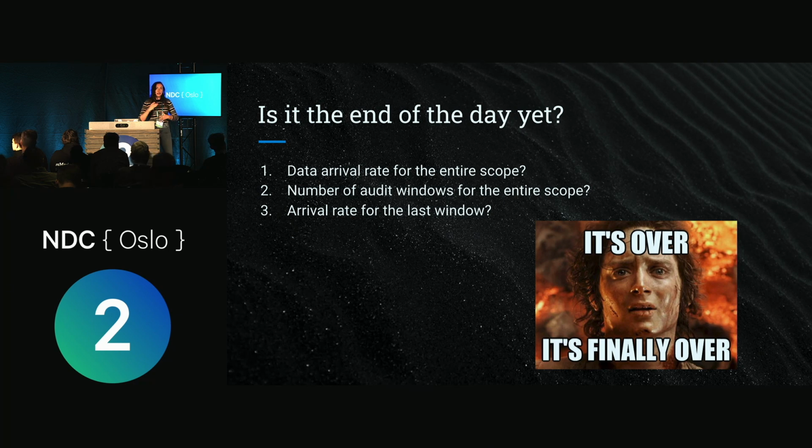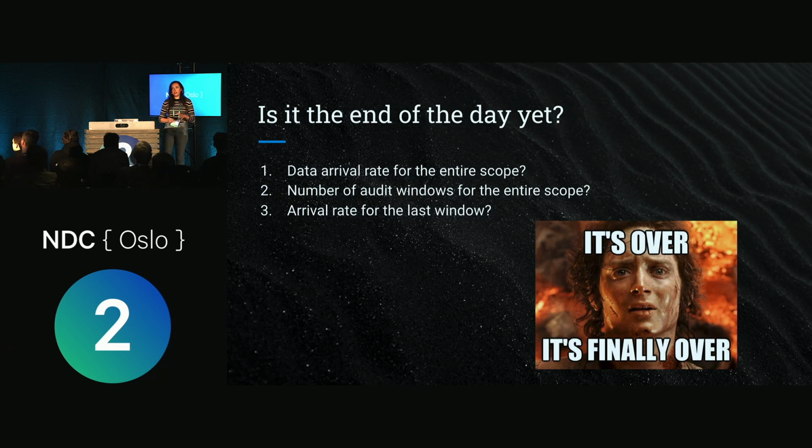So the first question is the data arrival rate for the entire scope. Because if we want a data arrival rate of more than 99% and it's 95 or 90, then yeah, the day's not over yet, I'm sorry. But let's say it is. Let's say it's 100. We're doing great. So data arrival rate, check. What is the next question that we need answered?